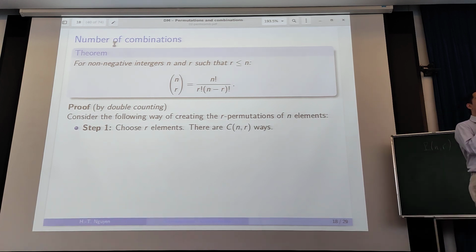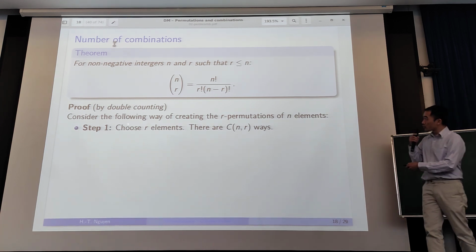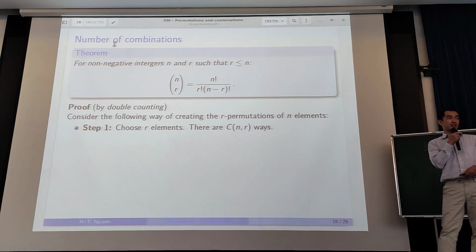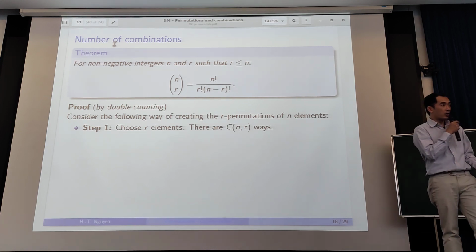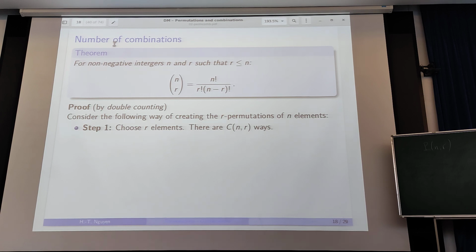So previously we have chosen the elements one by one. But now we will do the reverse. We will choose all the r elements first. If we choose r elements from a set of n, then we get n choose r ways, because it is the definition of combinations.